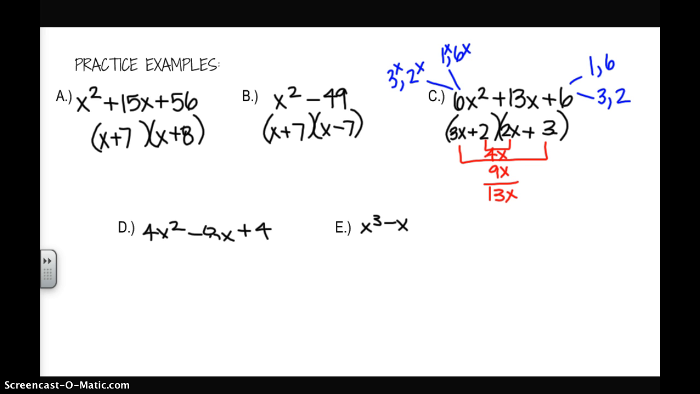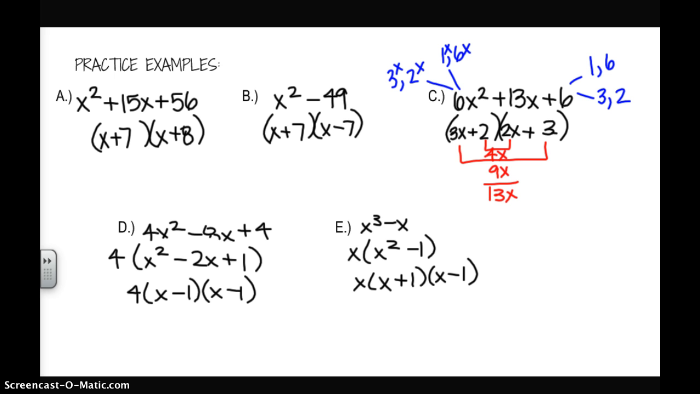Let's check those last two. Did you find the GCF in both of those last two? In the first one, it was a 4. And then in the second one, it was an x. And when we got here, we said, are we finished? No, we are not finished. We got work to do. I got difference of squares. I'm going to put in some work on this problem. Okay?